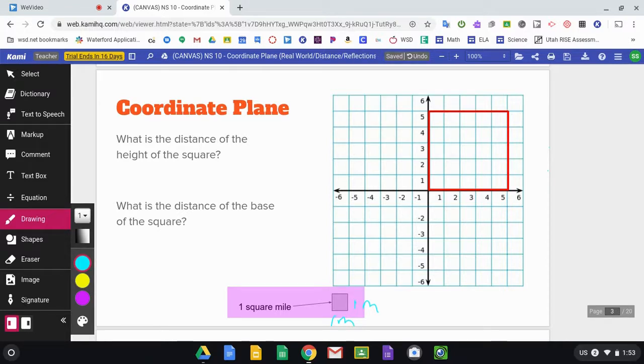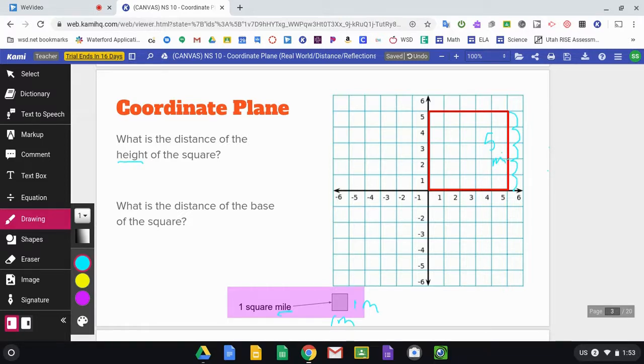So over here, our first question says, what is the distance of the height of the square? Well, the height is how tall it is. So let's count how tall it is. 1, 2, 3, 4, 5. Now, yesterday we labeled it units because we weren't given a label, but today we were given a label of miles. So we know this is 5 miles.